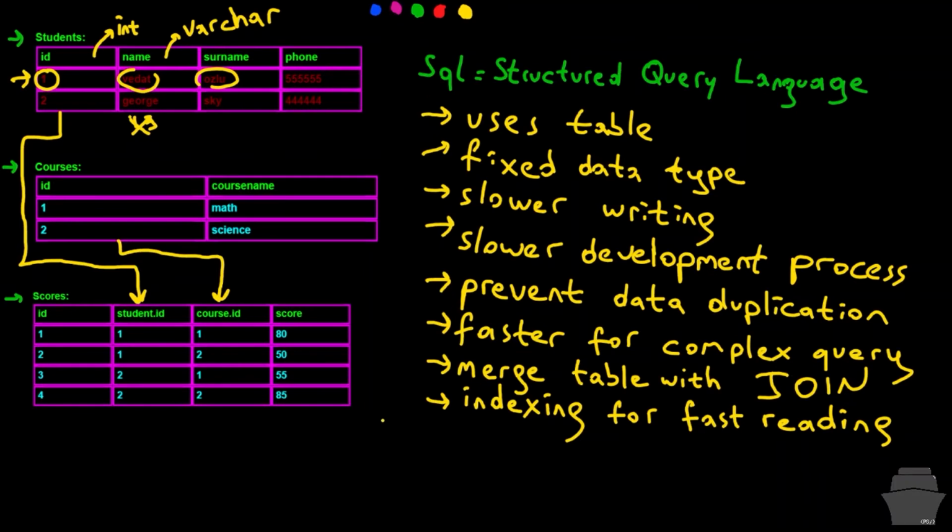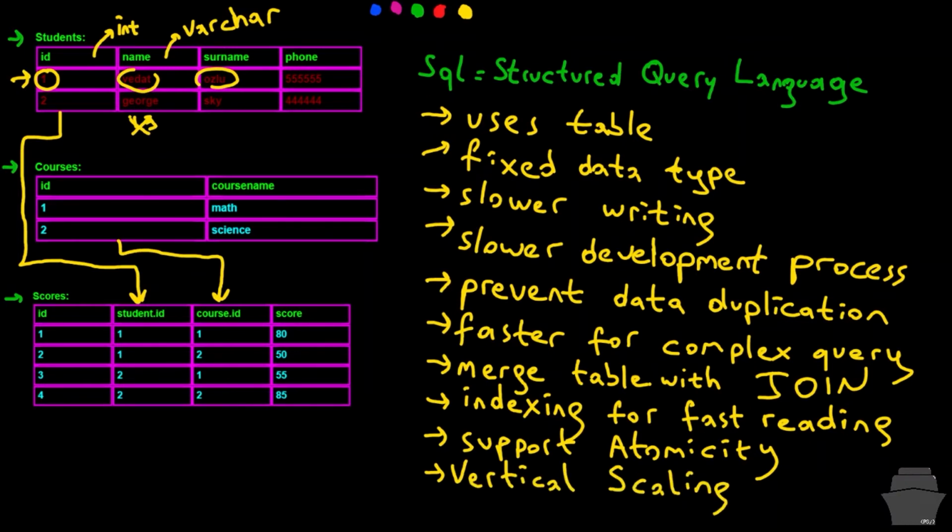SQL database supports atomicity. So if the data consistency is very important in your app, you can use SQL database. It supports vertical scaling. For that reason, there is a data limit in SQL database. I think you already know why. So we can show MySQL, PostgreSQL, Oracle as SQL database examples.